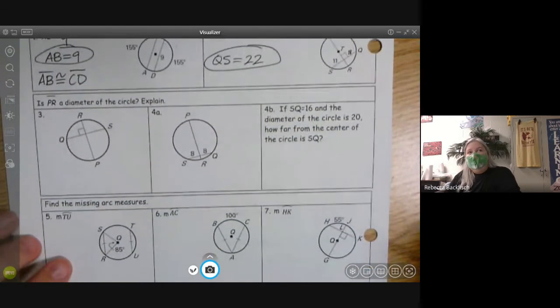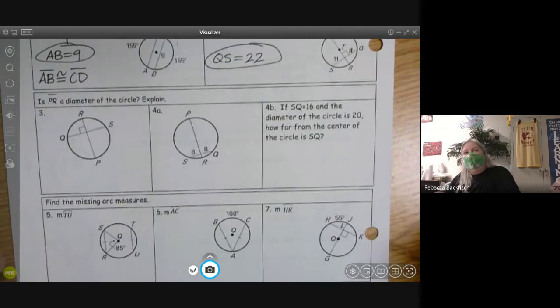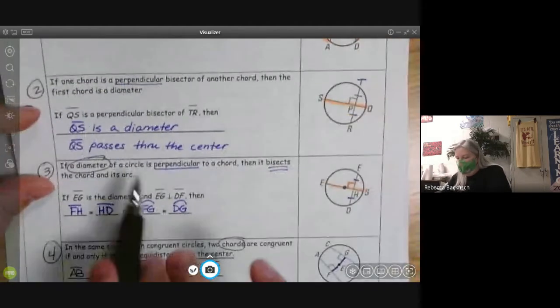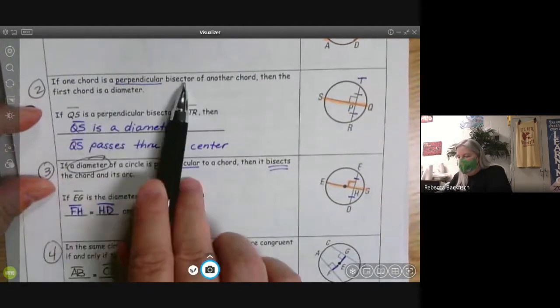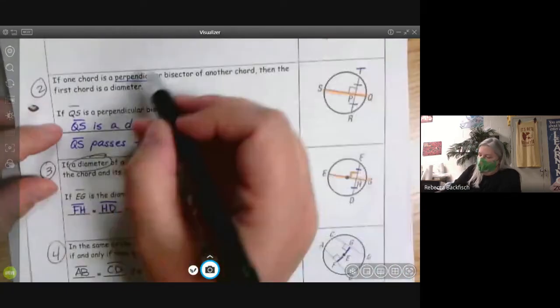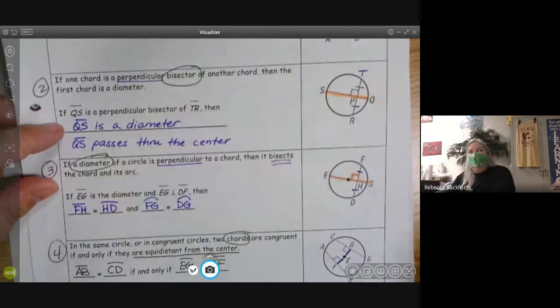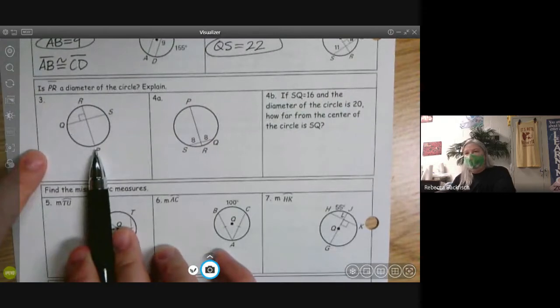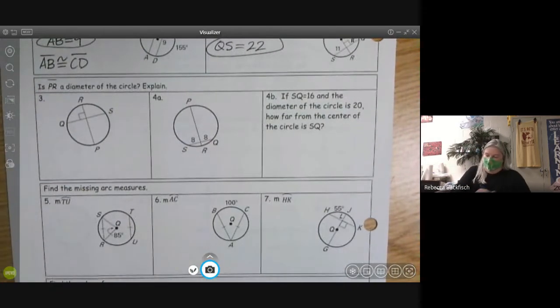Okay. Next, numbers 3, 4, A, and B, we are talking about how do I know if PR is a diameter of the circle? All right, well, the one that deals with knowing if it's a diameter is right here. It says if a chord is a perpendicular bisector, that's two things, perpendicular and bisect, then it must be a diameter. It must go through the center. We know it's perpendicular, but we don't know that it bisects here. So we don't know the two things we're supposed to know.